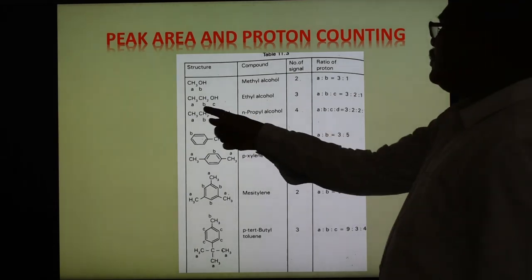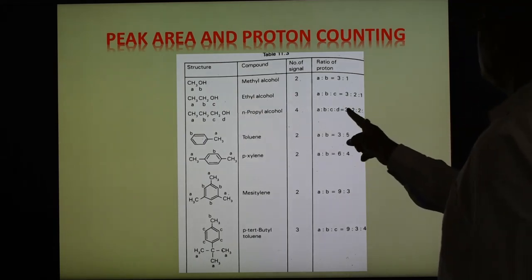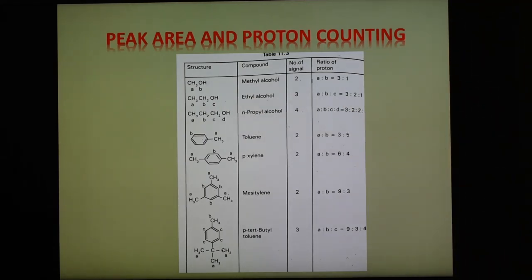Here ABC, 3 different protons are there, and the ABC ratio is 3:2:1. In the case of n-propyl alcohol, ABCD, 4 different protons are there, and D has 1 proton, so the ratio is 3:2:2:1. In the case of toluene, A and B, 2 different groups of protons are there, so for AB it is 3:5. For paraxylene, the ratio of AB is 6:4. And in the case of mesitylene, 2 signals are there, and the ratio is 9:3.